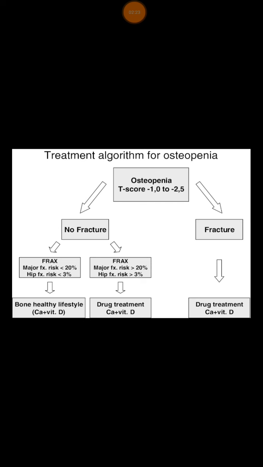Now, if the major fracture risk is less than 20% or the hip fracture risk is less than 3%, then you just keep the patient on calcium and vitamin D with a bone healthy lifestyle. But if the major fracture risk is more than 20% or the hip fracture risk is more than 3%, then here you should consider drug treatment along with calcium and vitamin D.